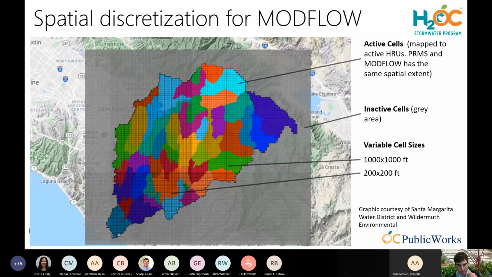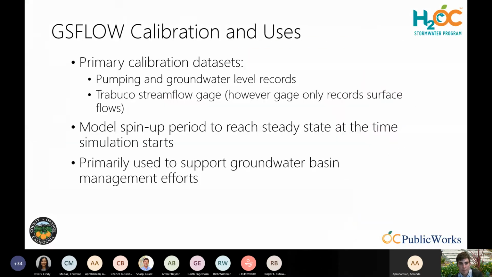So this is just a quick look at the spatial discretization of the ModFlow model. It has bigger grid cells in the upper parts of the watershed and smaller grid cells to capture the more important processes for Santa Margarita Water District occurring within the main stem of Trabuco and San Juan. I mentioned that they're using this primarily for groundwater basin management efforts. It's been a lot of effort to calibrate it against the pumping and groundwater levels primarily, but also calibrated against the Trabuco stream flow gauge.